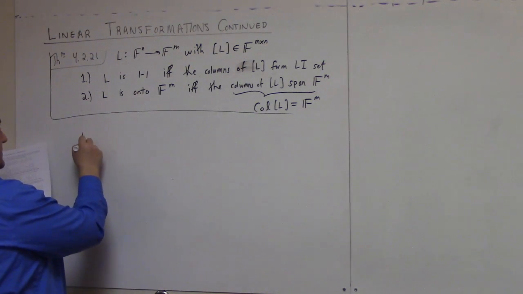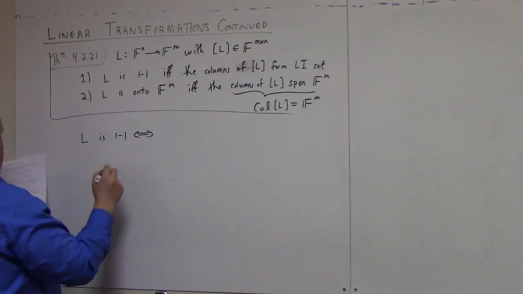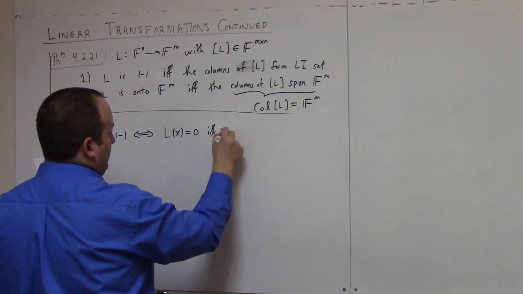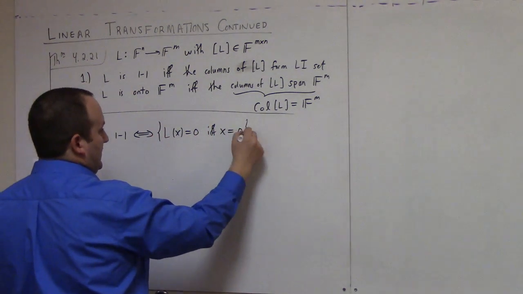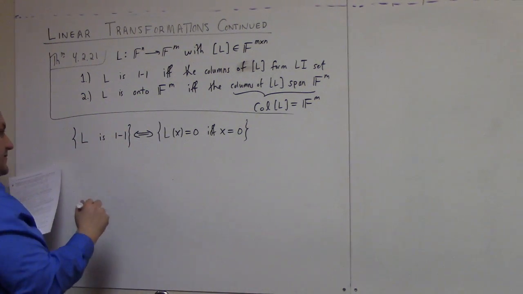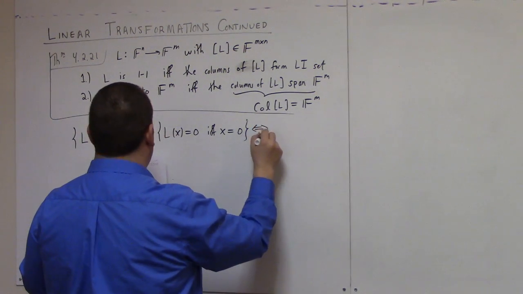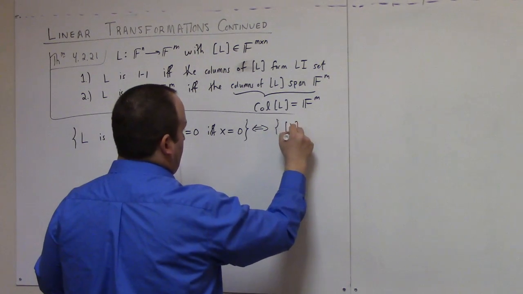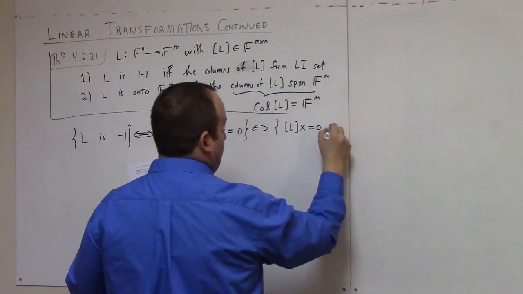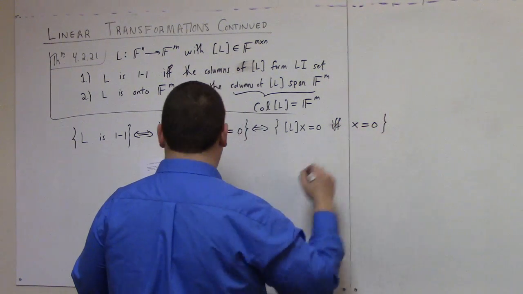So first of all, L is 1 to 1 if and only if what? If and only if L of x equals 0 if and only if x is equal to 0. We proved that the other day, remember? So that's the statement that it's 1 to 1, it's injective, right? If the kernel is just the 0 vector, that's what that says. But goodness gracious, that's exactly the same as the statement that the standard matrix of L times x is equal to 0 if and only if x is equal to 0, all right?